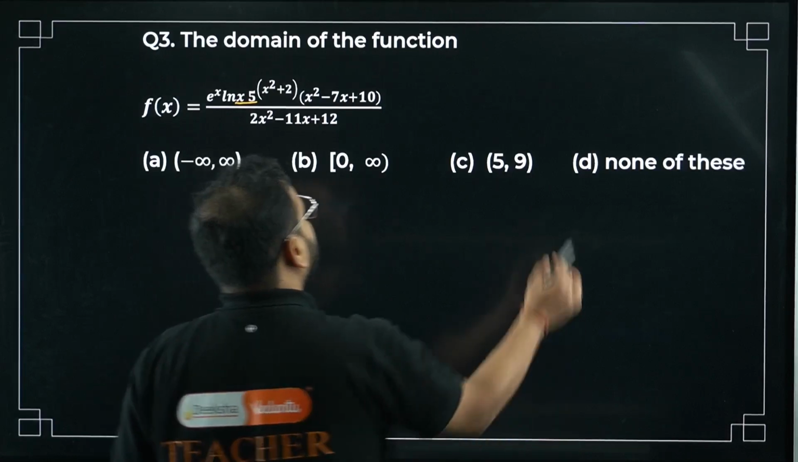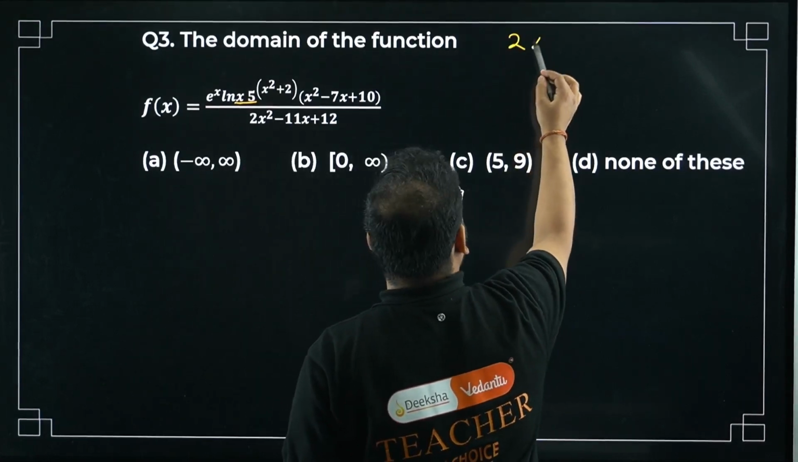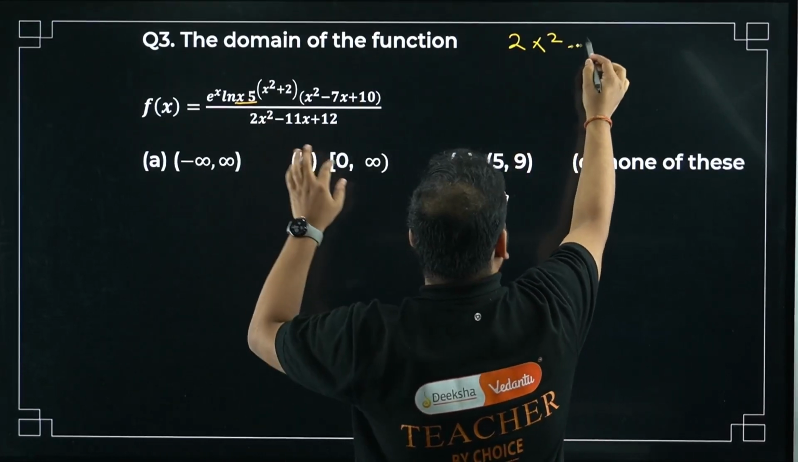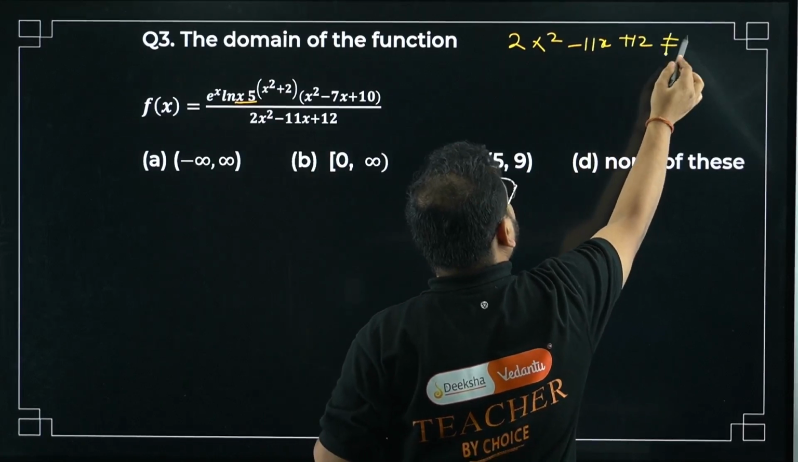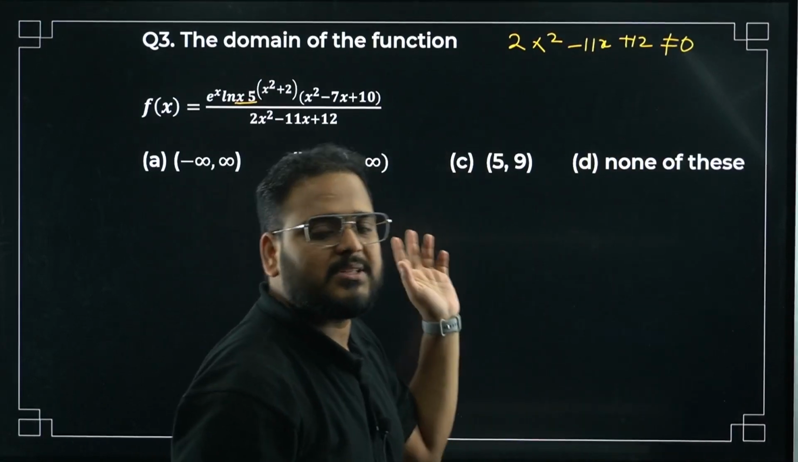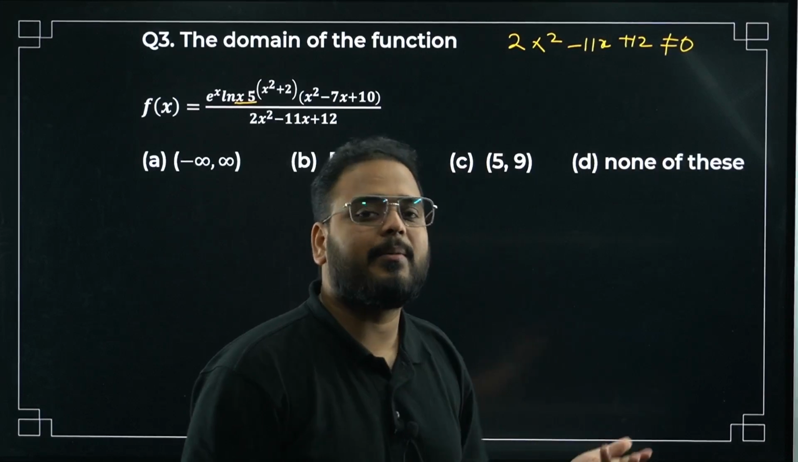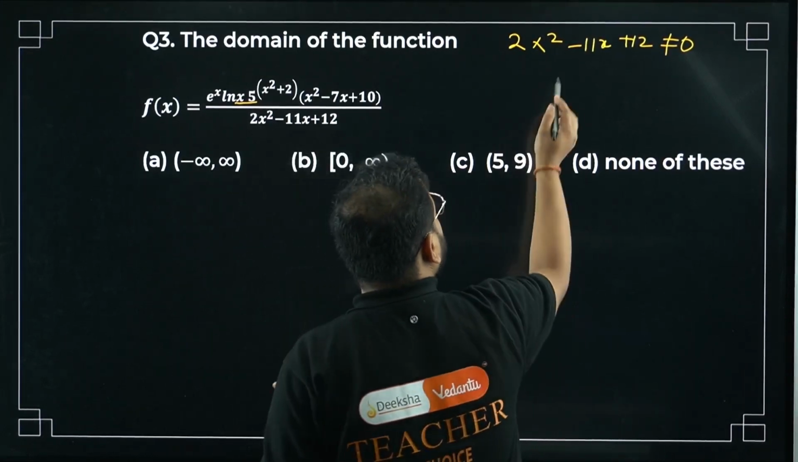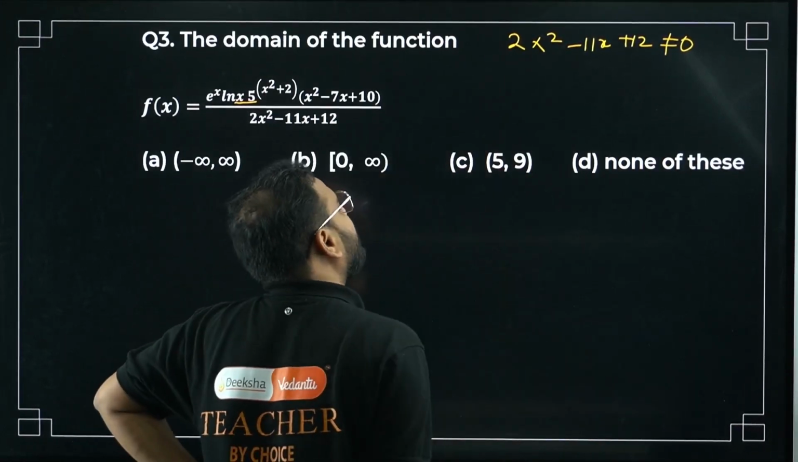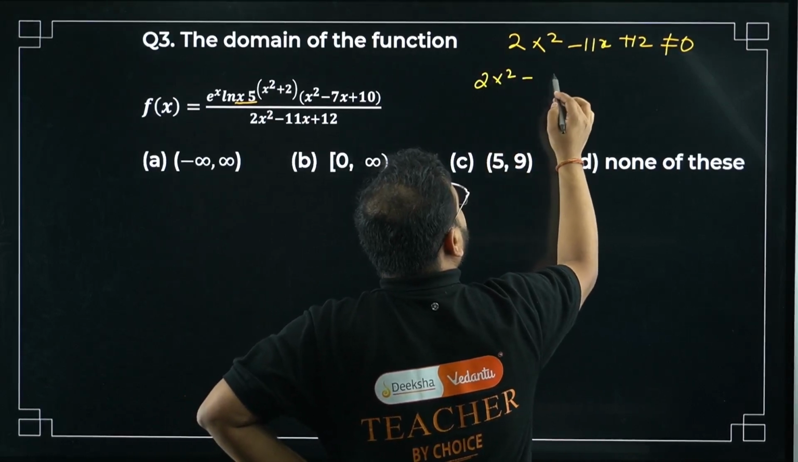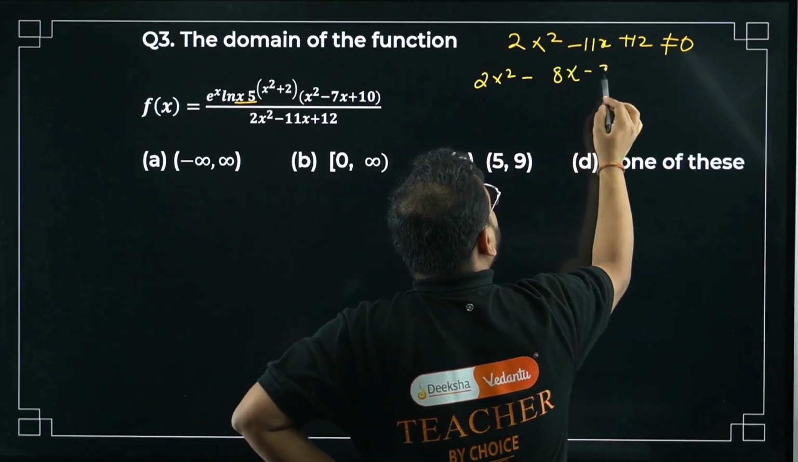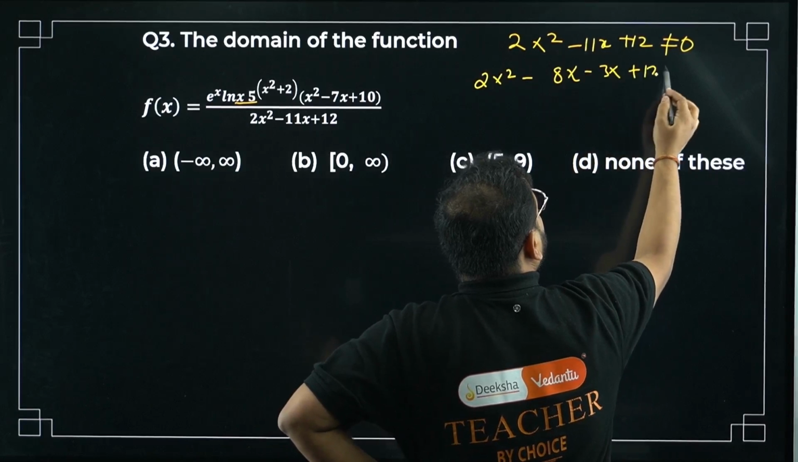First of all, the denominator 2x square minus 11x plus 12 cannot be equal to 0, because what will happen if it becomes equal to 0? It will become infinity, right? So undefined. Let's do one thing. Factorize it. 12 into 2 is 24. 8 3s are 24, so 2x square minus 8x minus 3x plus 12 not equal to 0.